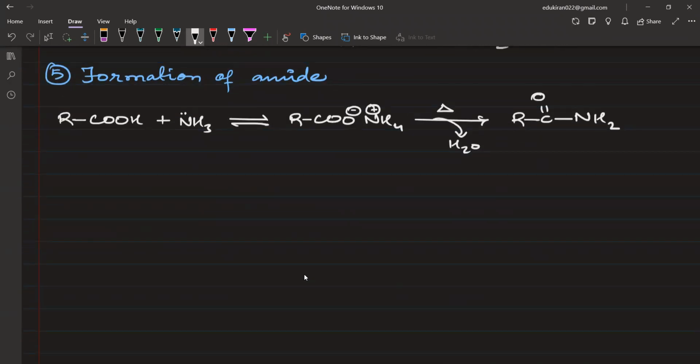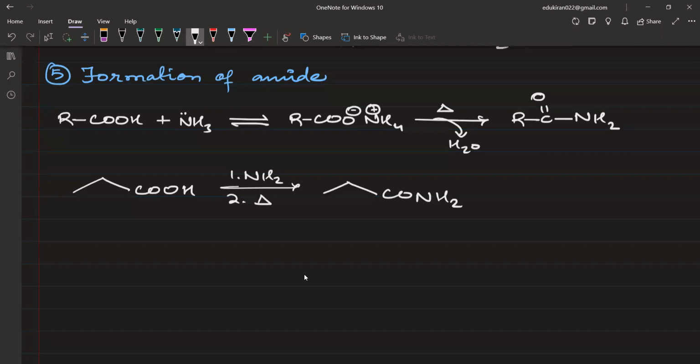For example, if you have 3 carbon atoms of COOH, in the first step, you give NH3. The second step, you heat it. Then you are going to get CONH2. Now, in this, there is an important reaction, formation of phthalimide.